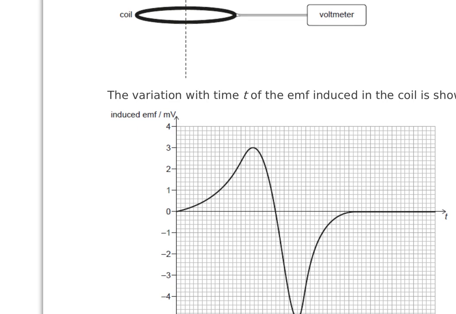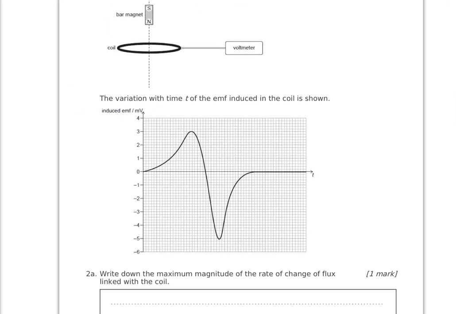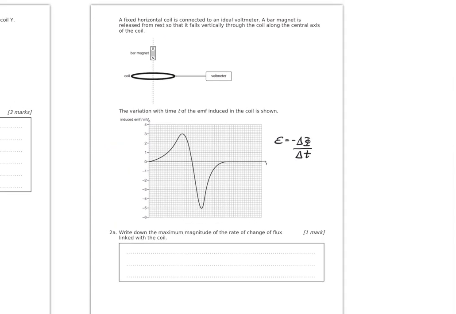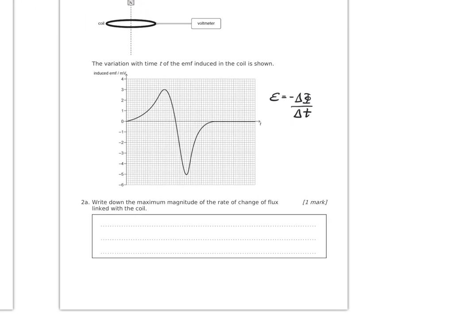Notice that this graph is EMF. This is a graph of EMF. EMF is the rate of change of flux. Let's remember that EMF is negative the time rate of change of flux. So when 2A says write down the maximum magnitude of the rate of change of flux, it's really saying, based on the graph, write down the maximum value of the graph. And it says magnitude, so positive and negative do not matter.